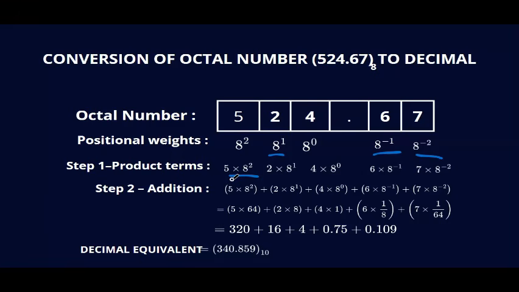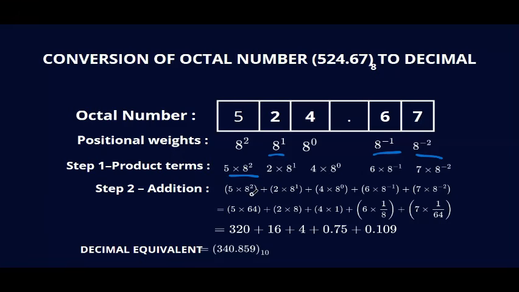As for binary, in the first step, we obtain the product terms and then we get the sum. So the product terms are obtained by multiplying the octal digits with its corresponding positional weight. So here we have 5 into 8 square, 2 into 8 raised to 1, and 4 into 8 raised to 0. For the negative powers, we do 6 into 8 raised to minus 1, 7 into 8 raised to minus 2. And in the next step, we perform addition of all these product terms.